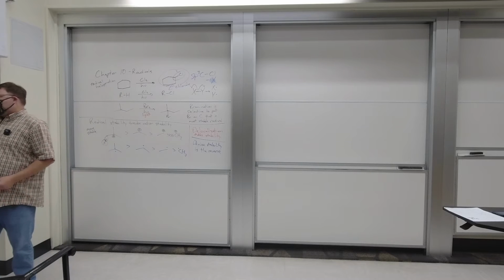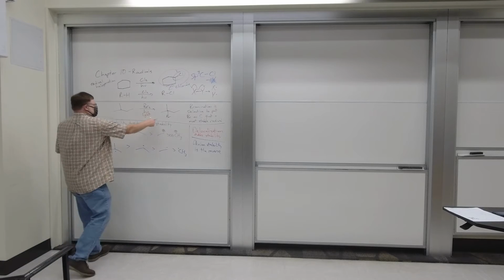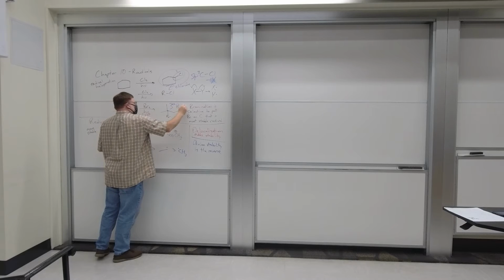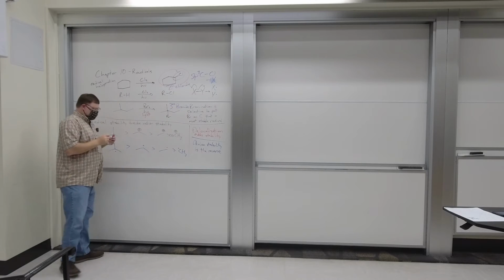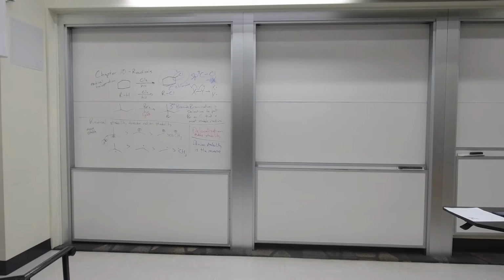Besides the halogen, how many other carbons are there? If there are 2, it's a secondary. If there are 3, it's a tertiary. If there's 1, it's a primary. So this is a tertiary bromide. That's going to be important to distinguish, because the chemistry of a primary halide is going to be a little different than the chemistry of a tertiary halide.